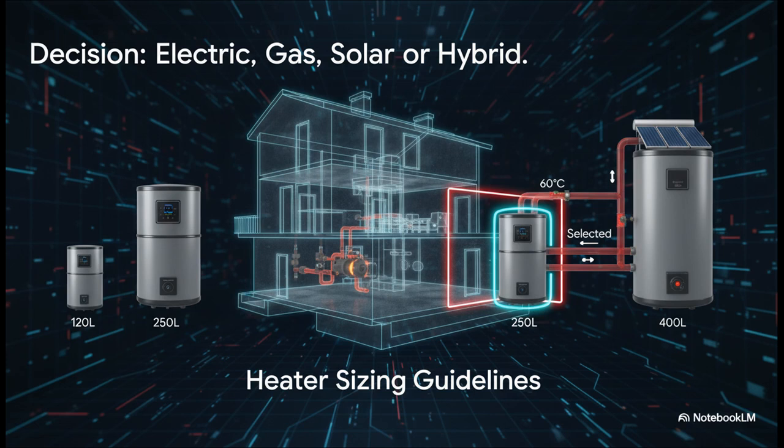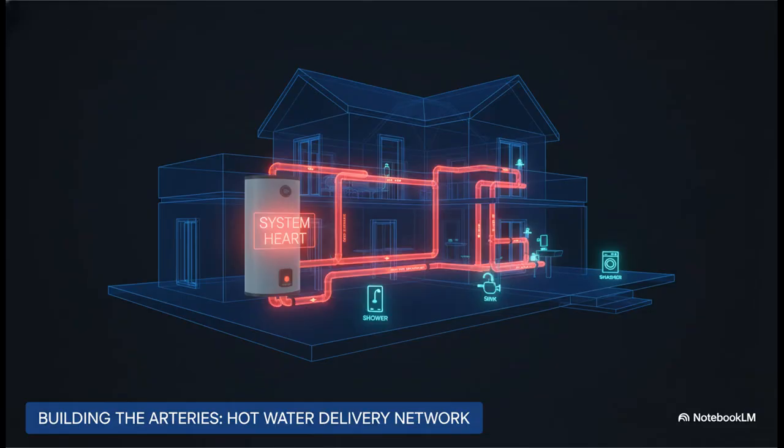Then we size it. The codes give us solid guidelines, and for a villa like ours, something in the 200 to 250 liter range is the Goldilocks zone. It's big enough for the peak load, but not so oversized that it's just wasting energy. So for our design, we're gonna lock in a 250 liter electric heater. All right, we've got the heart.